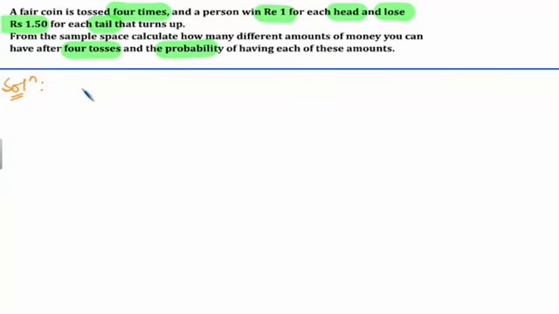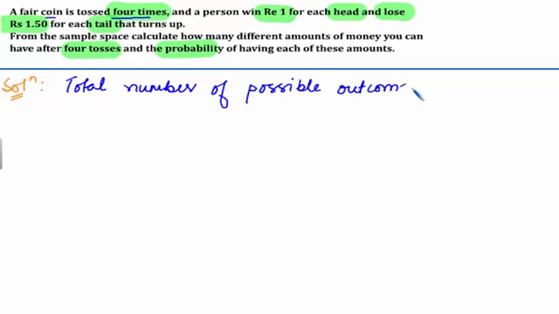And we know that when a coin is tossed, the possible outcomes are 2, and here the coin is tossed 4 times. Therefore, the total number of possible outcomes is equal to 2 raised to the power 4, which is equal to 16. So let us now find the sample space for this experiment.